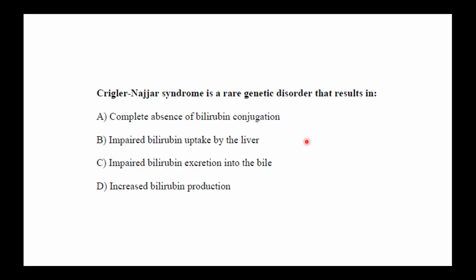The next question. Crigler-Najjar syndrome is a rare genetic disorder that results in: option A, complete absence of bilirubin conjugation, option B, impaired bilirubin uptake by the liver, option C, impaired bilirubin excretion into the bile, option D, increased bilirubin production.